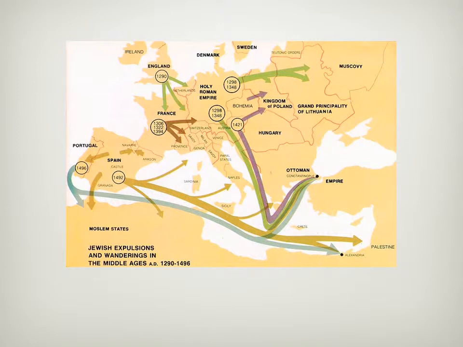In 1298 and 1348, the Holy Roman Empire, which is now Germany, began mass persecutions of its Jewish population, which resulted in them fleeing. In 1421, there was a massive persecution around Austria, which resulted in many Jewish people fleeing to Poland.